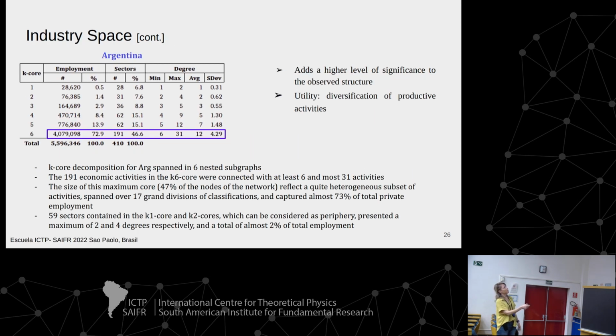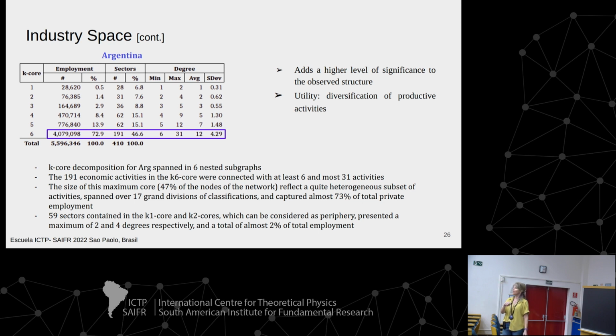My results show that my industrial space for this network is spanned in 6 subgraphs. For example, the K core has 191 economic activities, and it is connected with at least 6 and at most 31 other sectors. This K core absorbs about 72% of employment. So it is a huge one, and it is spanned about in 17 big divisions of classifications.